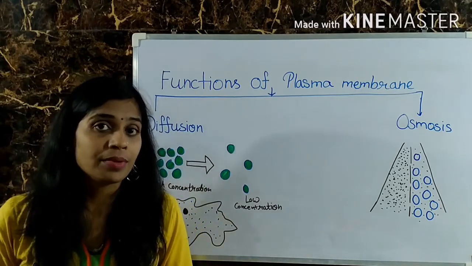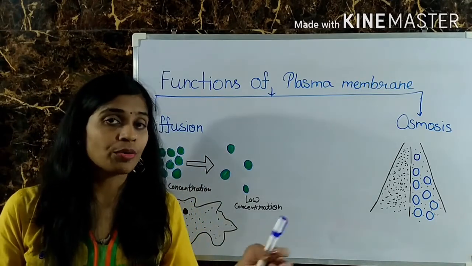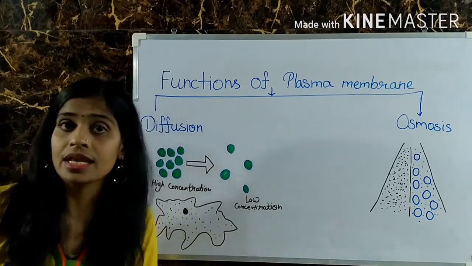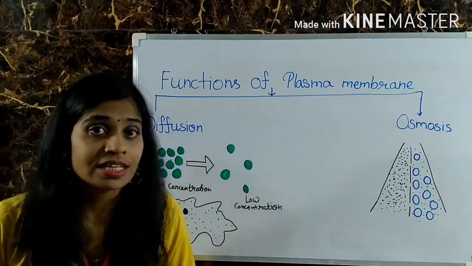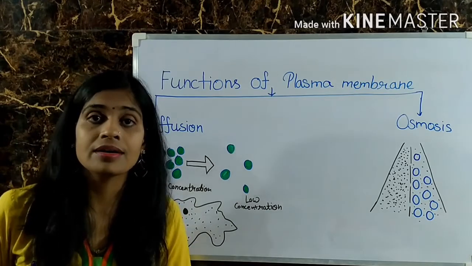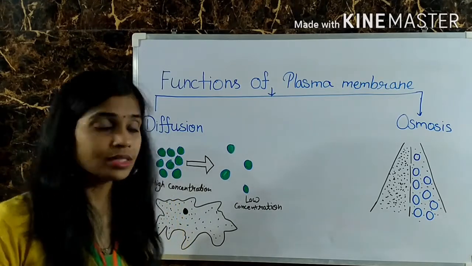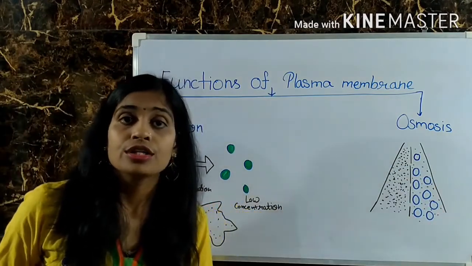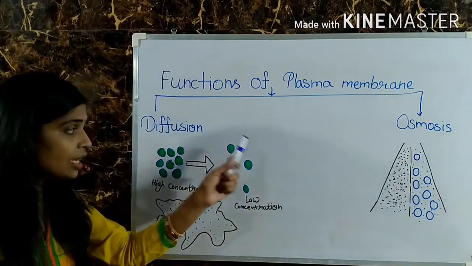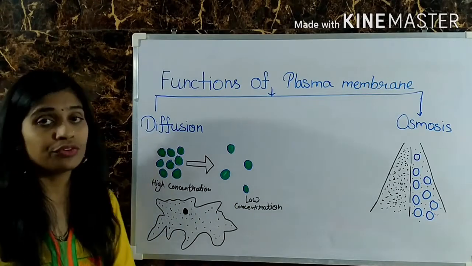So the plasma membrane allows the required material to come into the cell and unwanted or waste material to be taken out from the cell. And this process is done by two methods, that are diffusion and osmosis. So firstly we will learn about diffusion. We will understand diffusion.